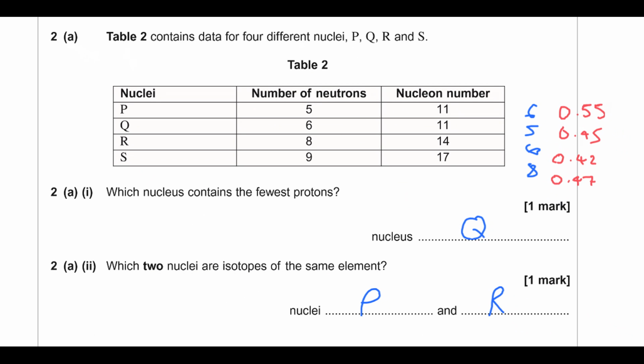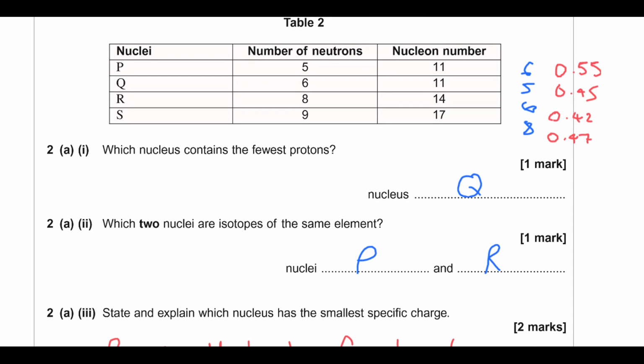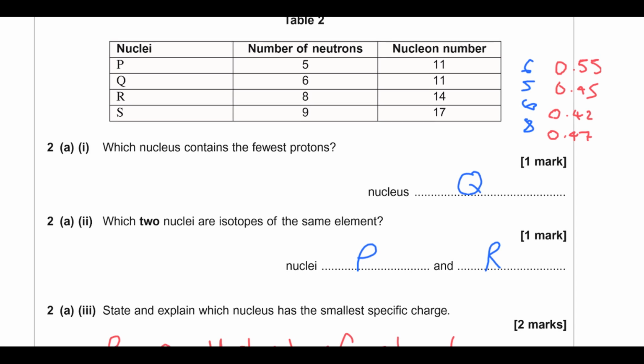So which contains the fewest protons? Well, we can see here, this one here does, so that's Q. Which two are isotopes of the same element? Well, which two have the same number of protons? That's P and R, so those are your isotopes.